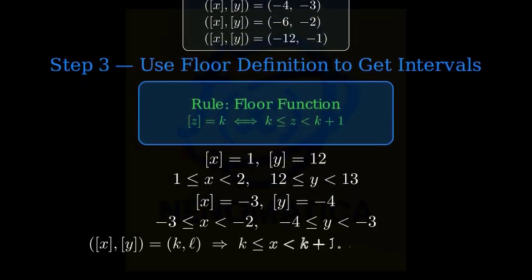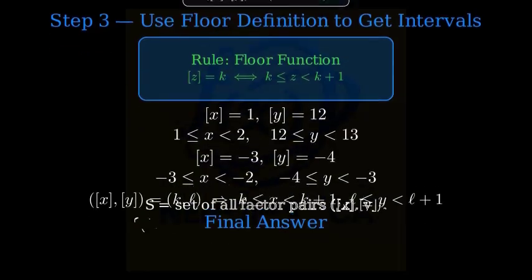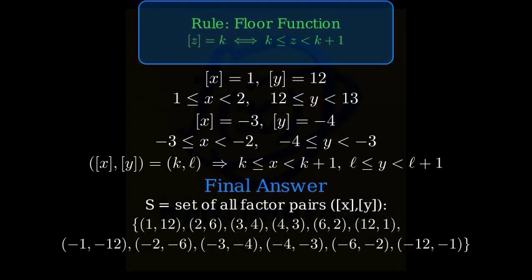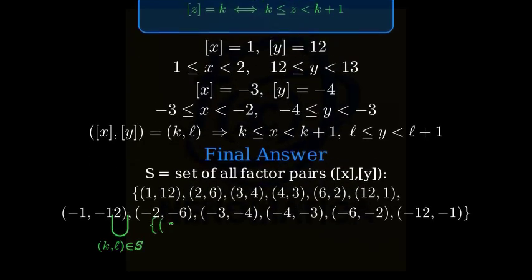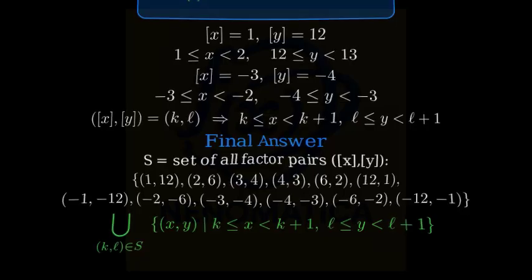In general, for each factor pair k and l in our list, the solution includes all x and y such that x is between k and k plus 1 and y is between l and l plus 1. Finally, here is the complete solution set, all real pairs x and y such that the pair of floors is one of the following factor pairs of 12. Equivalently, the union of the corresponding rectangles, where x is in the closed-open interval k to k plus 1, and y is in the closed-open interval l to l plus 1 for every pair k and l listed.